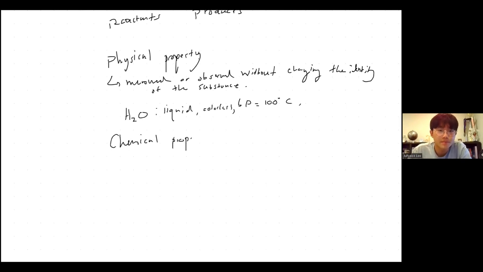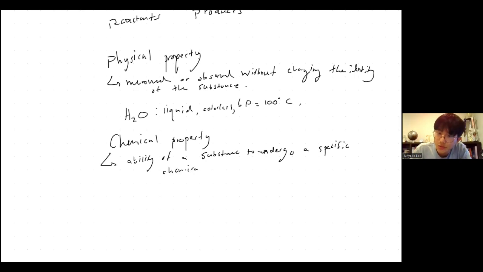Chemical property. A chemical property is the ability of a substance to undergo a specific chemical change. So let's write that: ability of a substance to undergo specific chemical change.